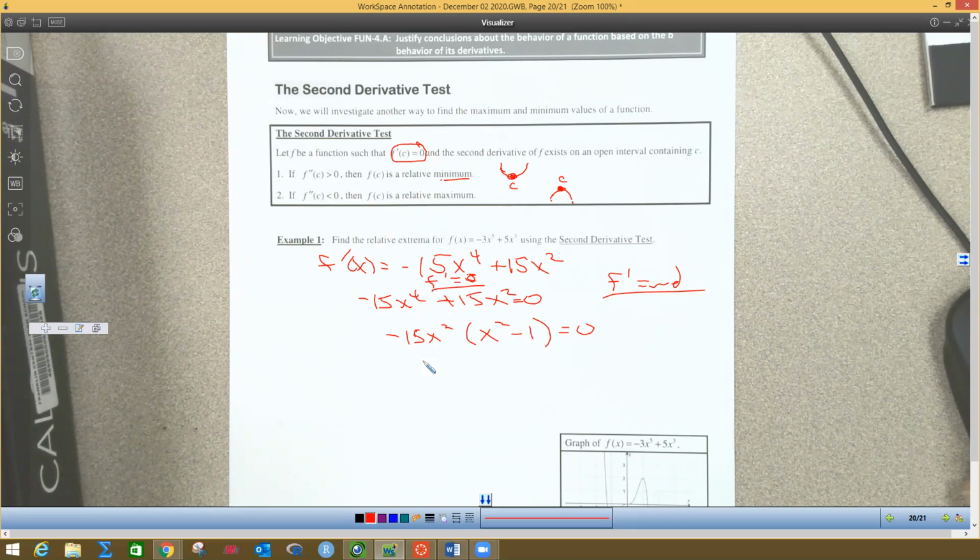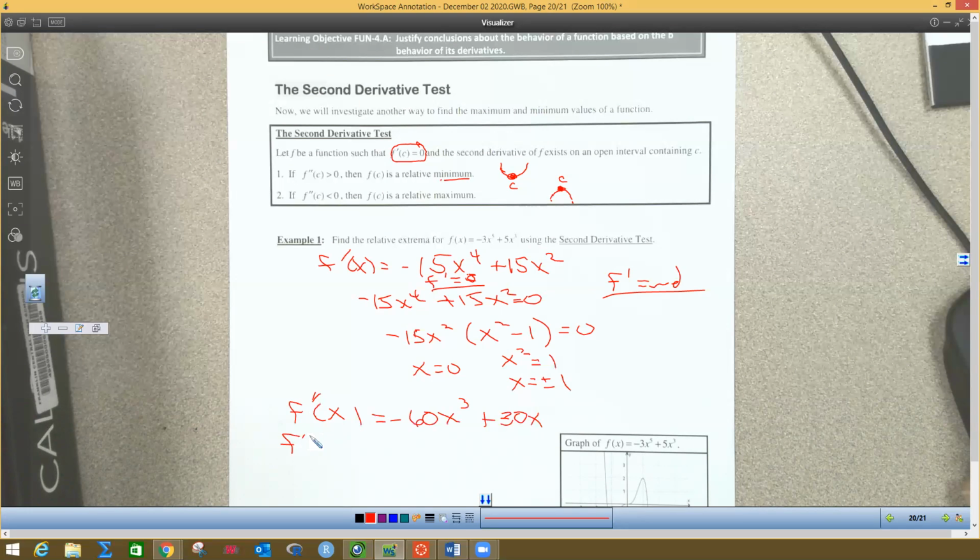Then I set both these equal to 0, so I get x equals 0. Here I get x squared minus 1 equals 0, and I add the 1 over and take the square root, and I get positive or negative 1. So here are my critical numbers. These are the possible places where I have maxes and mins. So what I'm going to do is take the second derivative of this function up here. I'm going to get 4 times negative 15, which is negative 60x cubed. And then plus 2 times 15, which is 30, subtract 1 and get 30x.